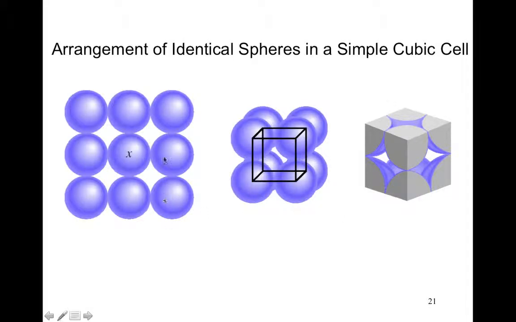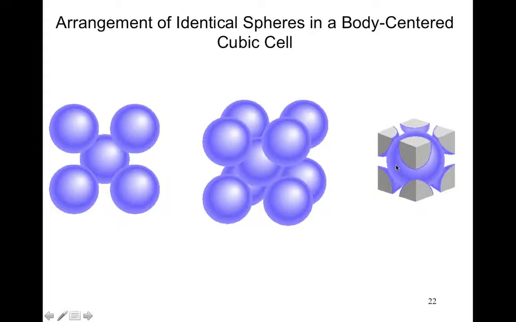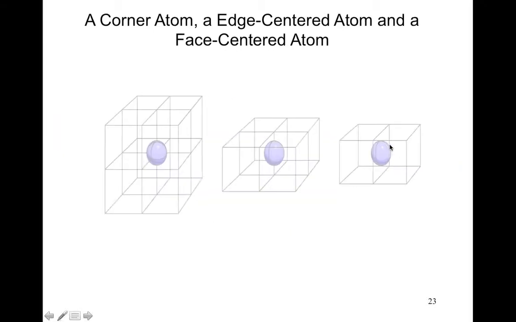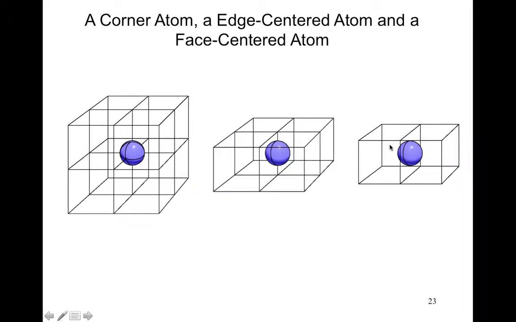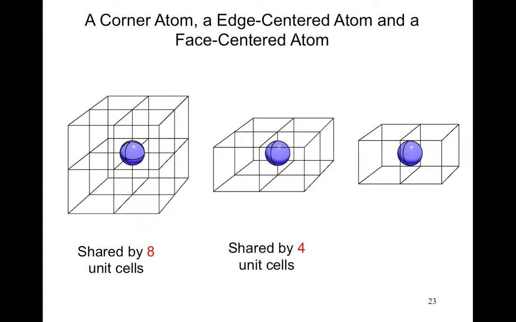And so when we arrange identical spheres in simple cubes and we cut the middle out, it looks something like this, with this middle point being X here. And in body-centered, you see we cut the middle cube out and we see there's one sphere in the middle, and then we just get little corners of others. So we have a corner atom, an edge-centered atom, and a face-centered atom. This isn't something that you're going to have to draw, but one is shared by 8 unit cells, the other is shared by 4, the other is shared by 2.